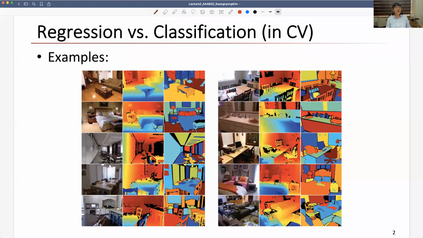Okay, so let's start. Today's topic is regression versus classification. As you can see here, there are two very well-known problems, regression and classification, in the computer vision field. On the left-hand side, this is a single image, and what you want to do is to estimate the depth information or the segmentation label.